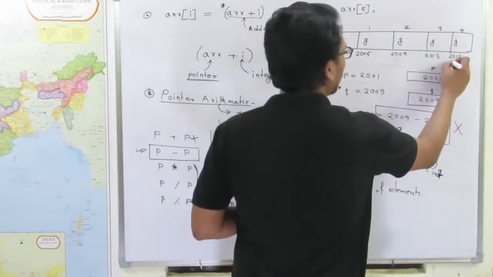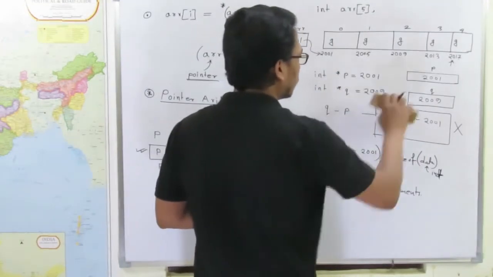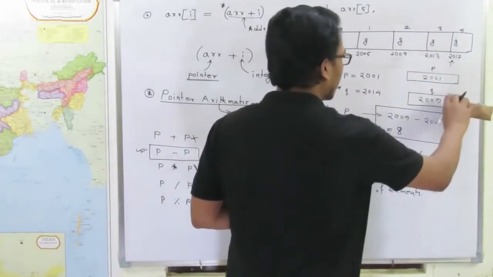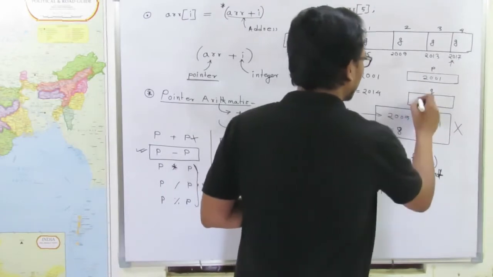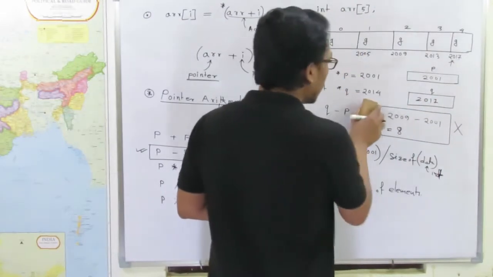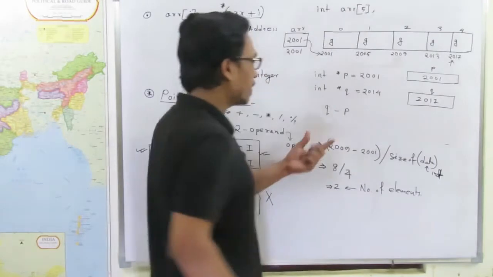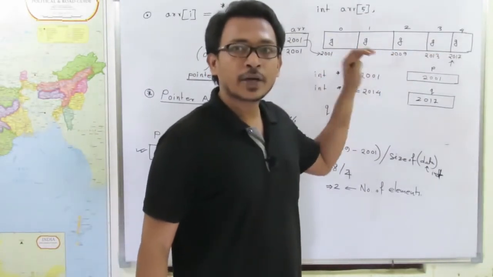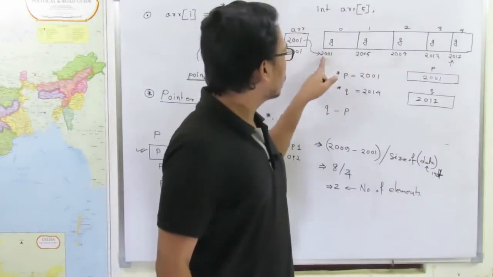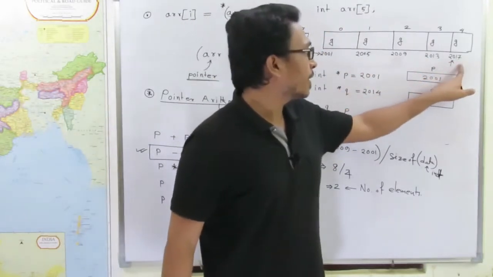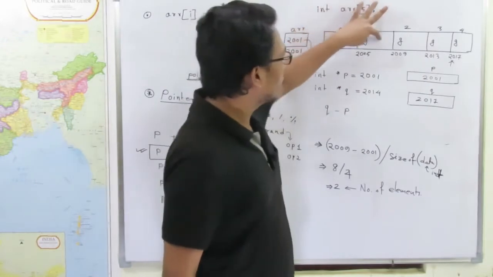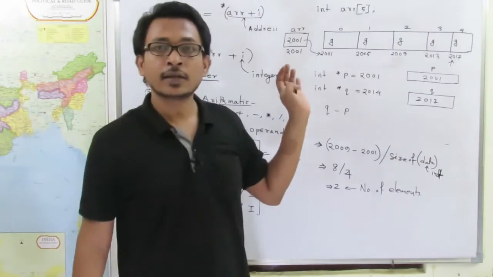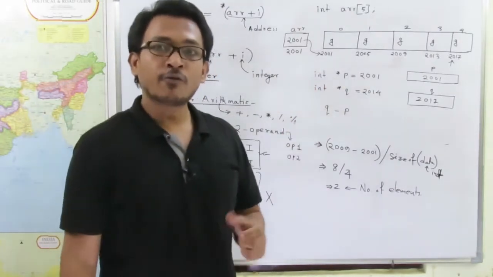The address 2017 is stored in Q. So here let's say the address is 2017. Now what will be the result of this particular operation? The result will be how many elements are stored in between these two addresses. Look, in between 2001 and 2017, in total how many elements are there? 1 2 3 4. So the result will be 4. Let's see if we are getting 4 or not.